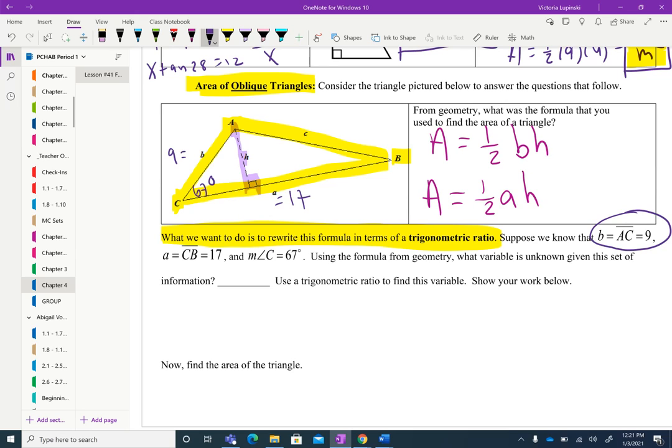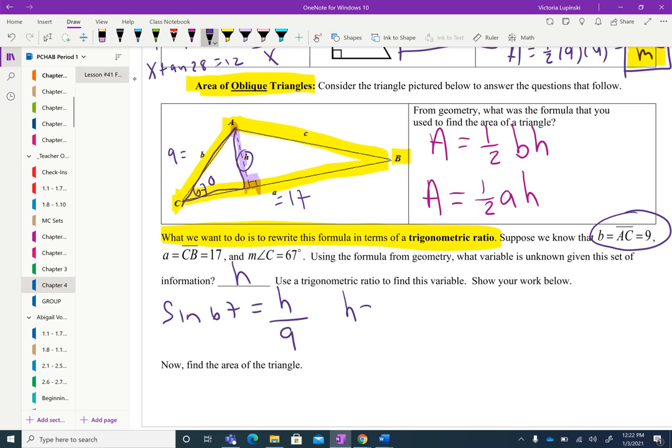If you are looking at the right triangle over here on the left-hand side, based on the information that's given, what is the variable that I don't know? What is the unknown? So that would be H. We're going to go ahead now and try to set up some trig function to find the variable. So based on what we know here, if I know 67 and I'm trying to find H and I know 9, that would be an opposite and a hypotenuse. So I'm going to go ahead and say that the sine of 67 is equal to H over 9.